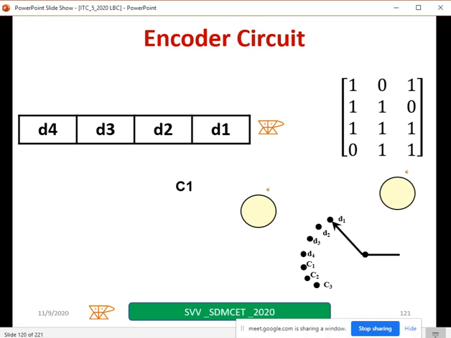Let me go to the encoder. All of you write down D1, D2, D3, D4. I need the code word or parity bits. I can write C1, C2, C3, or I can write P1, P2, P3. All of you draw this much so that you can do the connection for the encoder circuit. C1, C2, C3.